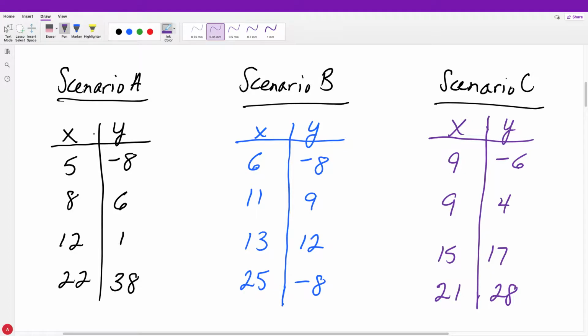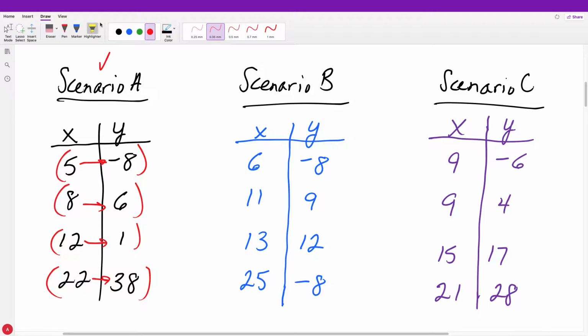All right, so when we look at scenario A, this one should hopefully jump out as a function very easily because none of our values repeat for anything. For 5, we have -8 for y, we have 8, we have 6, 12, 1, and 22, 38. So nothing should really be confusing you with this because all of these x and y values are all different. Nothing repeats. And we know that in order for us to have a function, every single x value, so all of our inputs, just has to have one y value. And 5 has -8, 8 has 6, 12 has 1, and 22 is 38. So none of our x values repeat, and none of them give us two different y values. So that one should be nice and easy.